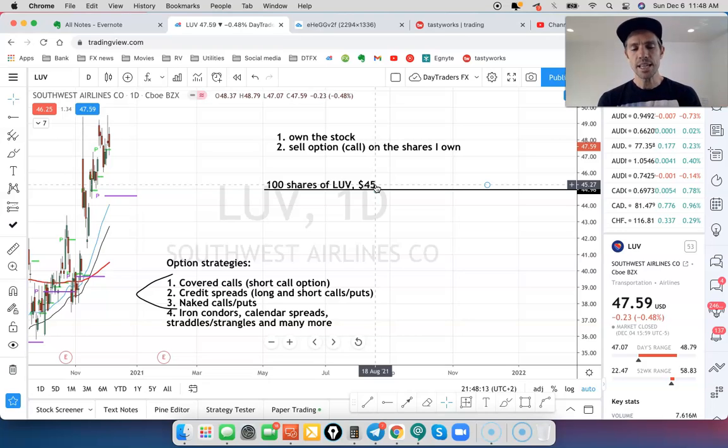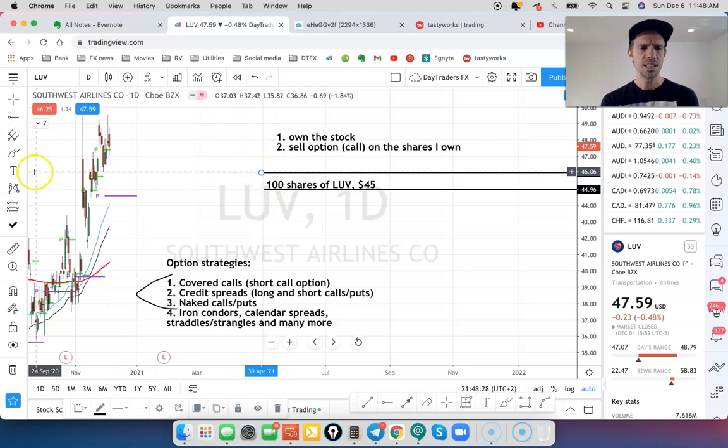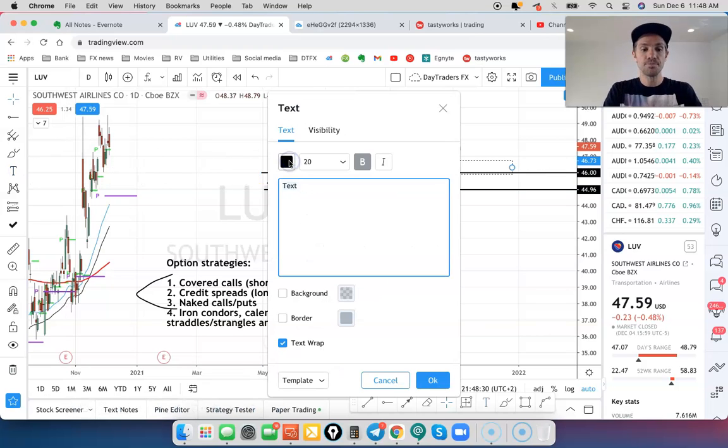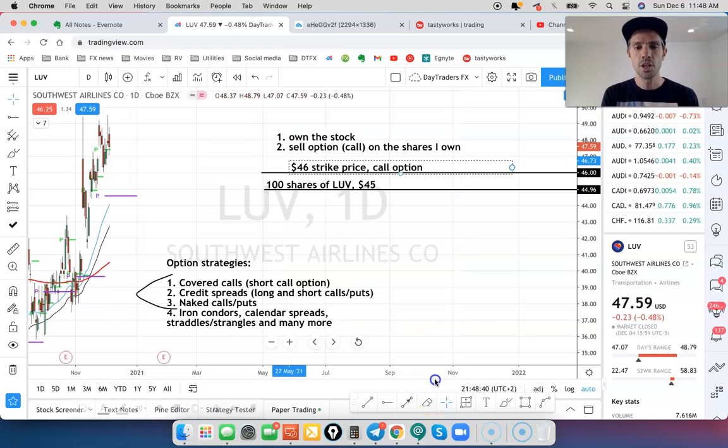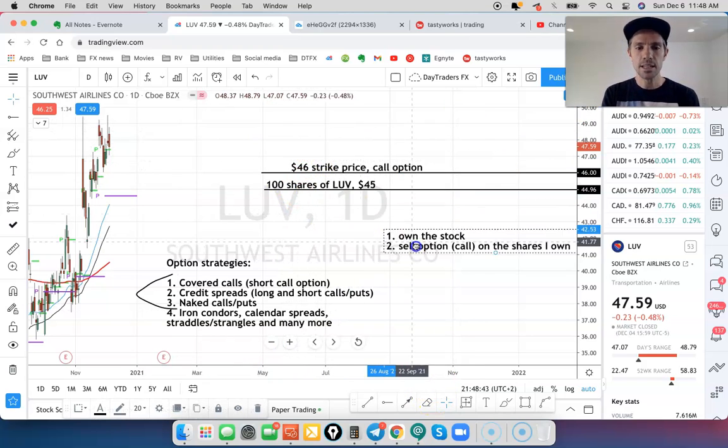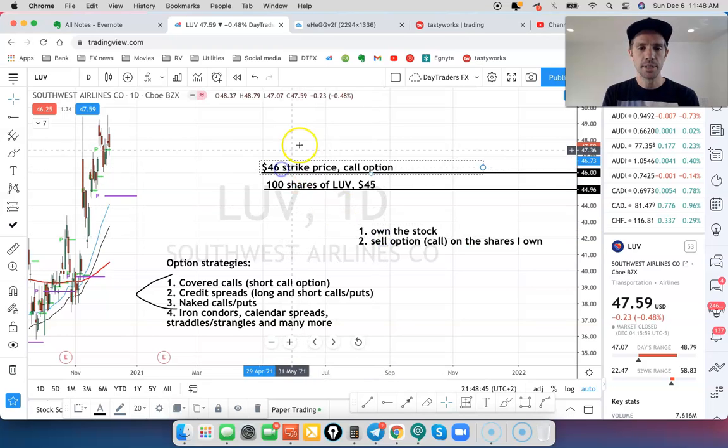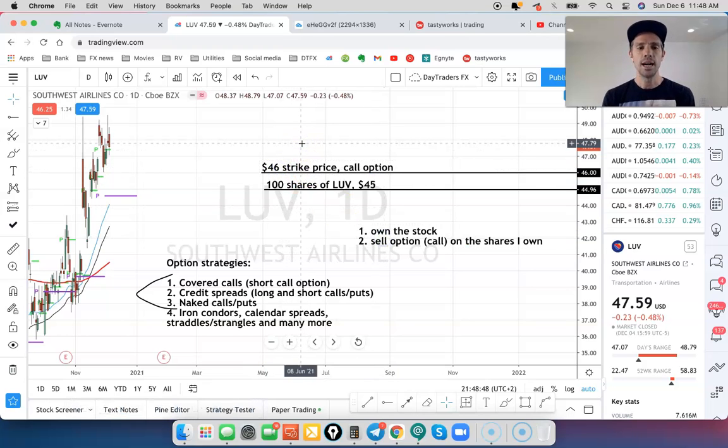Now, where the long and short option situation comes in is if I own 100 shares at $45, I have the option to sell a call. Let's just say, to keep the math real good and simple, let's say I sell a $46 call, $46 strike price, and this is a call option. And this is going to constitute a covered call.